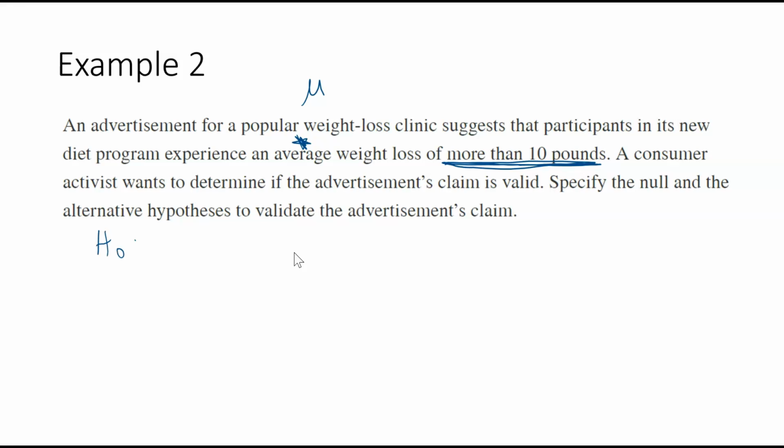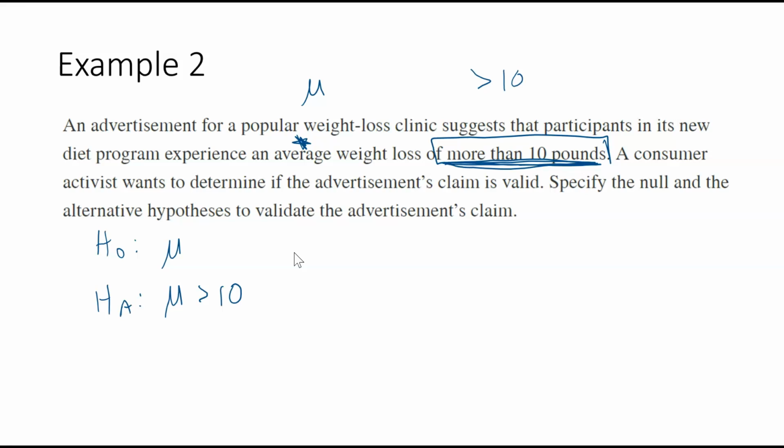So I always start with the null and alternative and the symbols. We know it's mu. Now the only thing we know is that the clinic claims more than 10. More than is greater than 10. It does not have equality, so it must go into the alternative. So this is what the clinic claims.